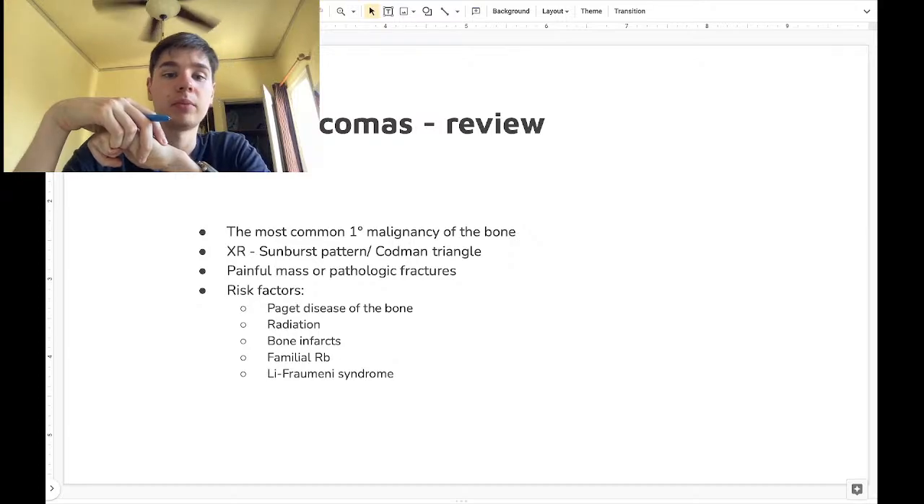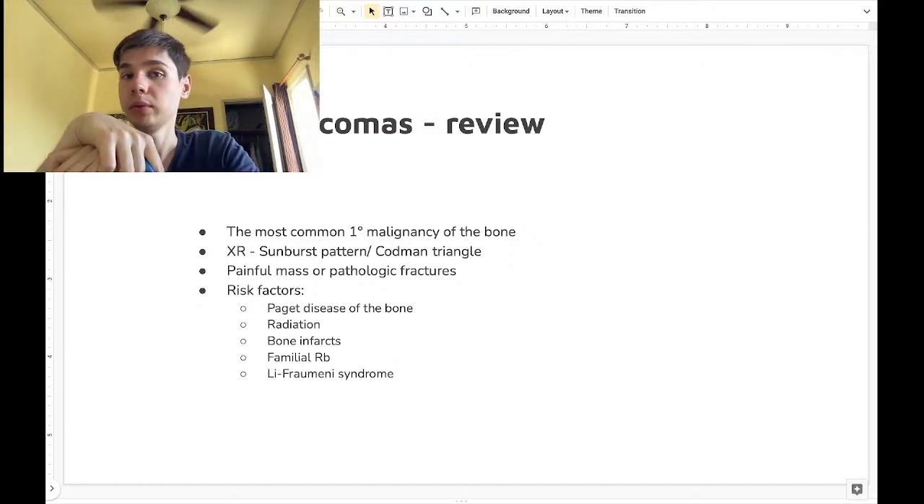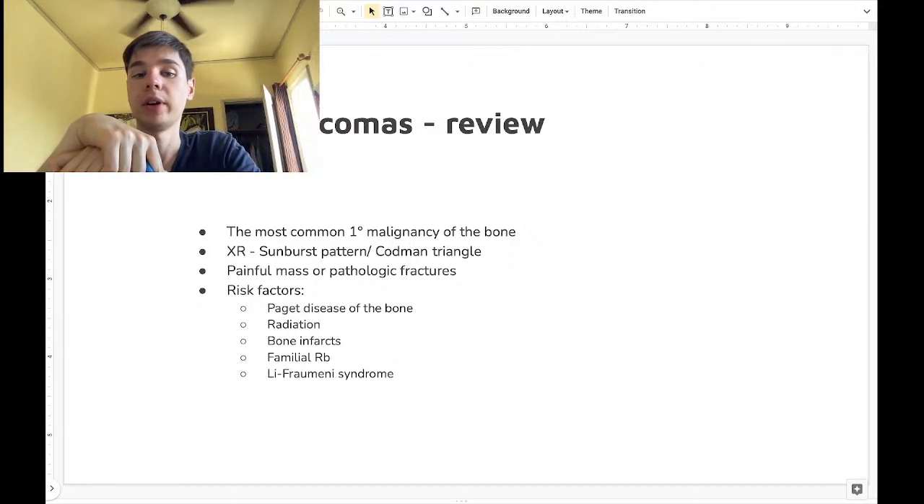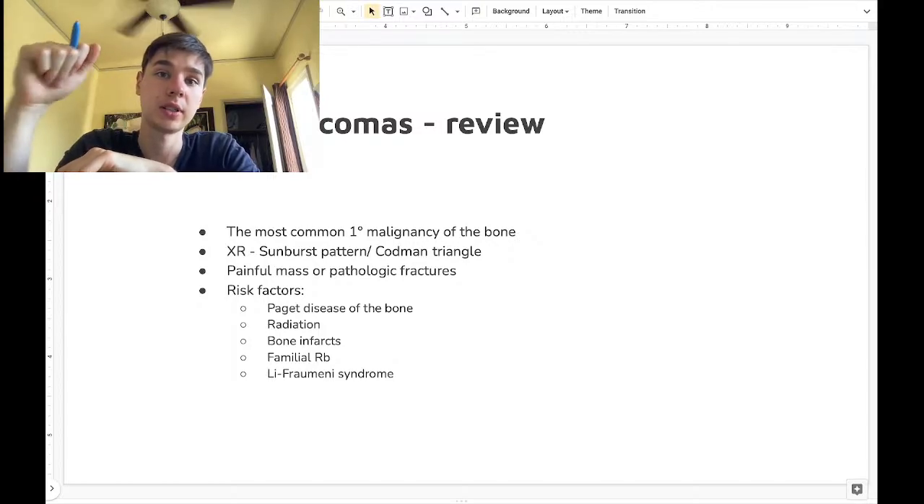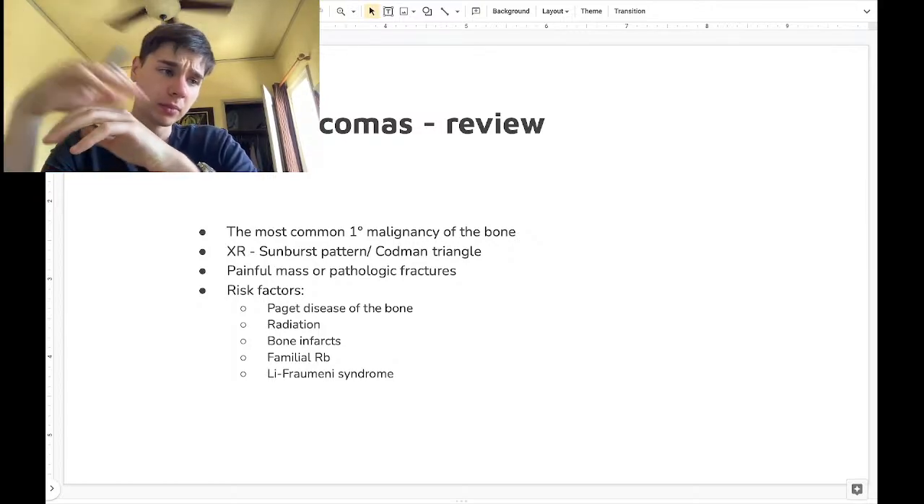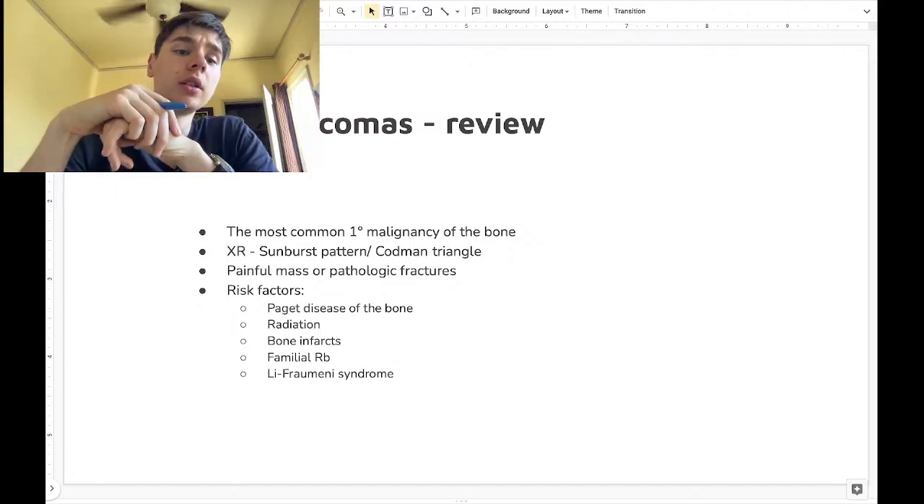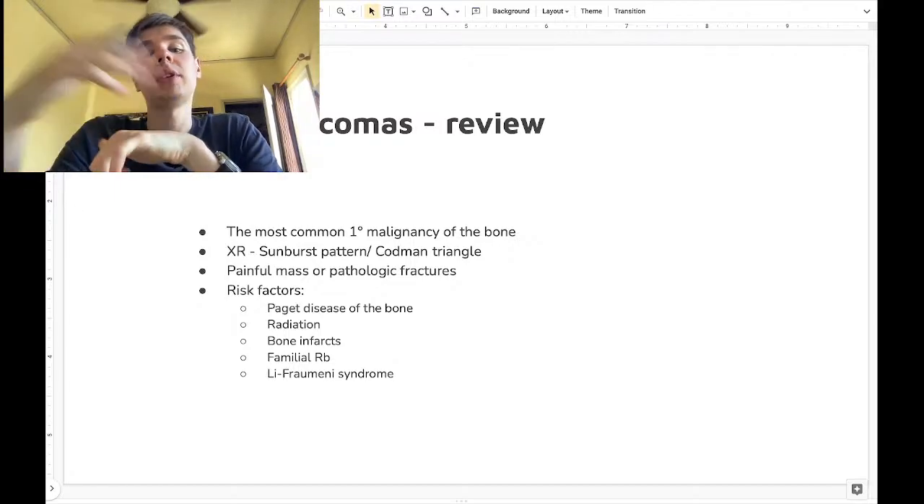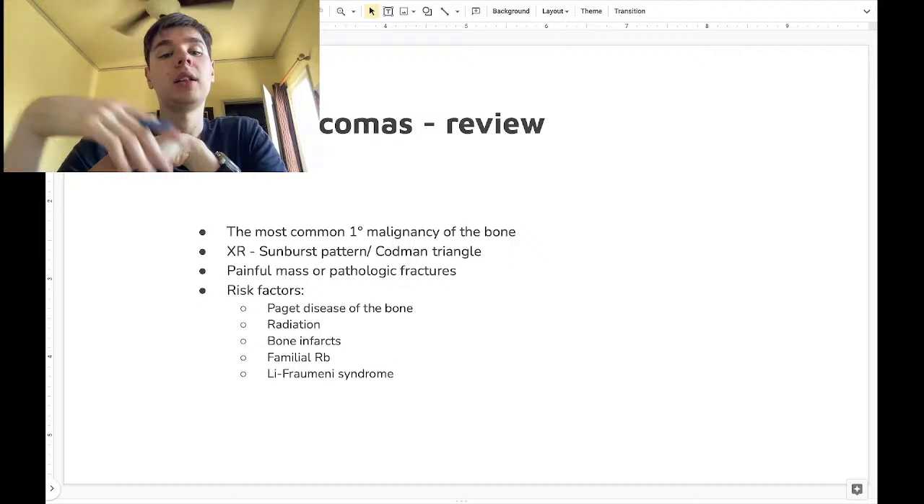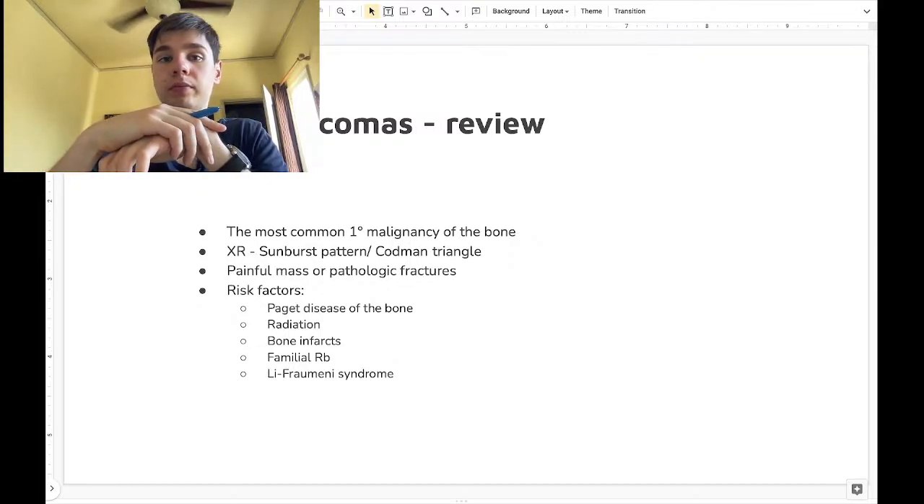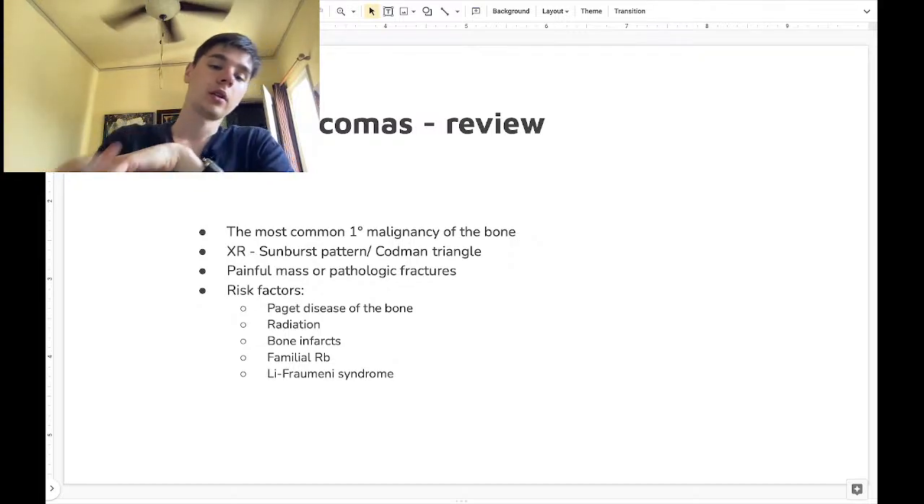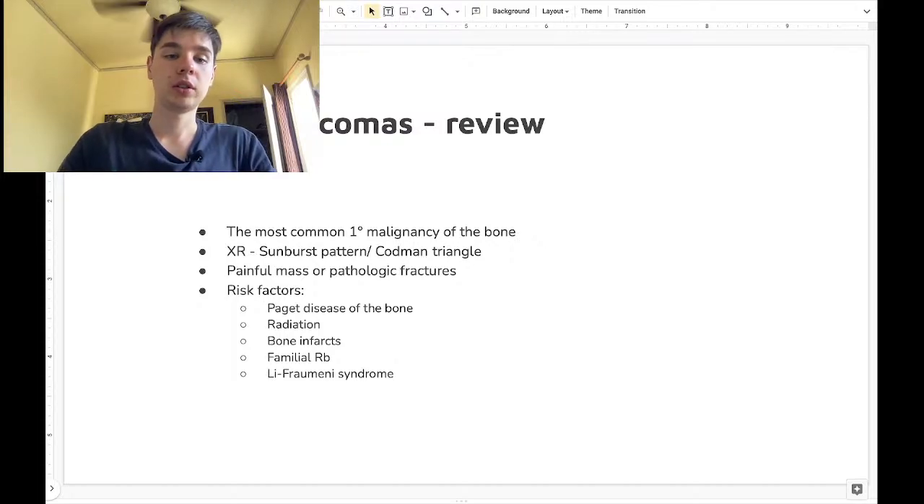The risk factors are represented by Paget disease of the bone, by radiation, by bony infarcts, as this patient probably had due to atrial fibrillation, familial retinoblastoma, and Li-Fraumeni syndrome. Do you have any questions on this topic?